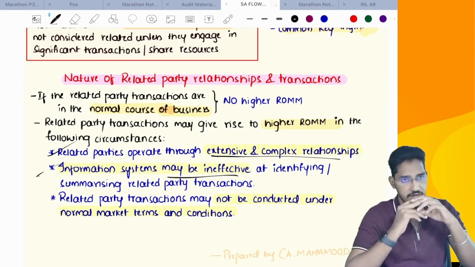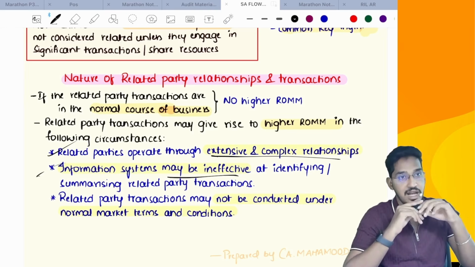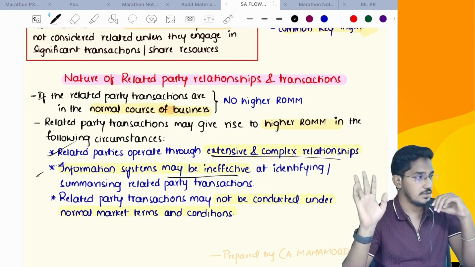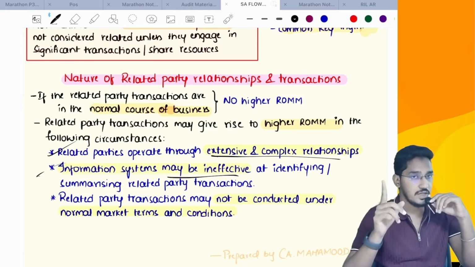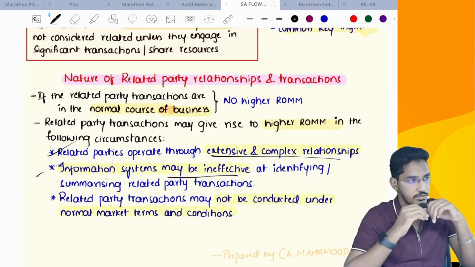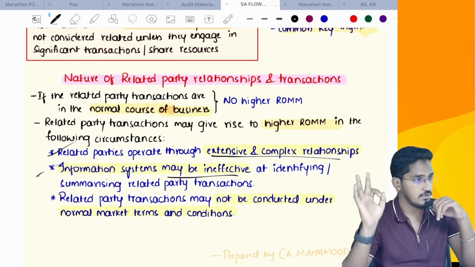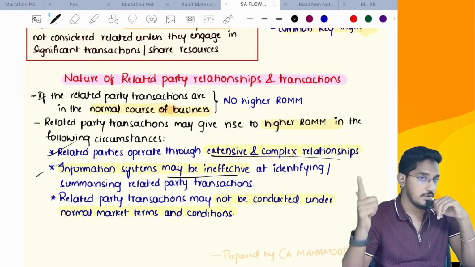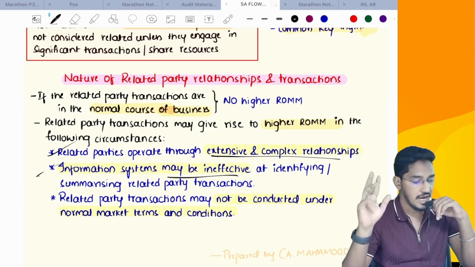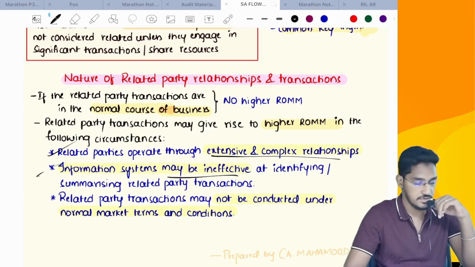So the summary of this paragraph is, generally, if the related party transactions are happening under normal market terms and conditions in the normal course of business, they might not carry higher risk, but in some cases there will be a very high risk of material misstatement with regard to related party transactions. They have given three cases where there will be high risk of material misstatement. What are they? When they operate through extensive and complex relationships, when information systems may be ineffective, and when they are not operating under normal market terms and conditions.